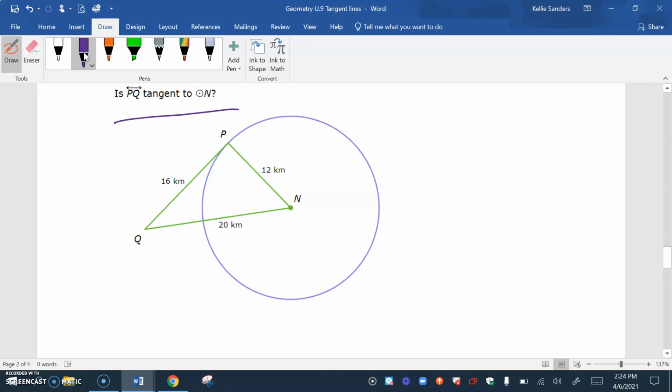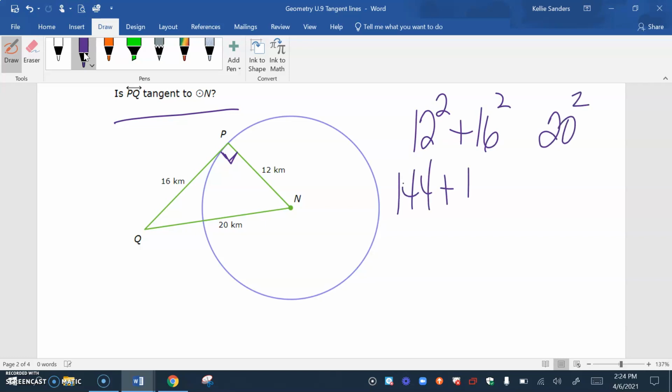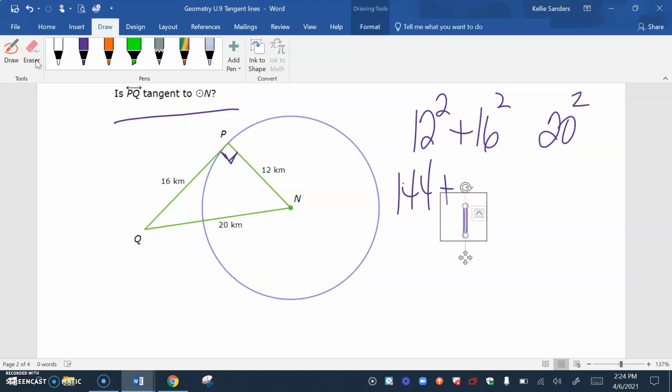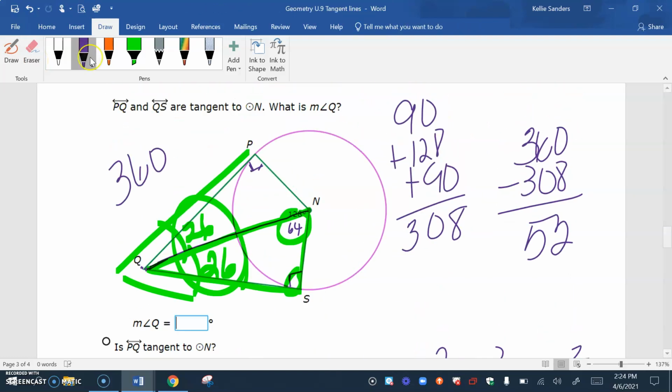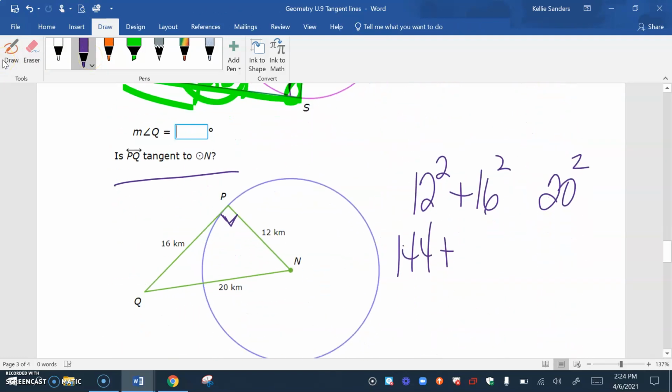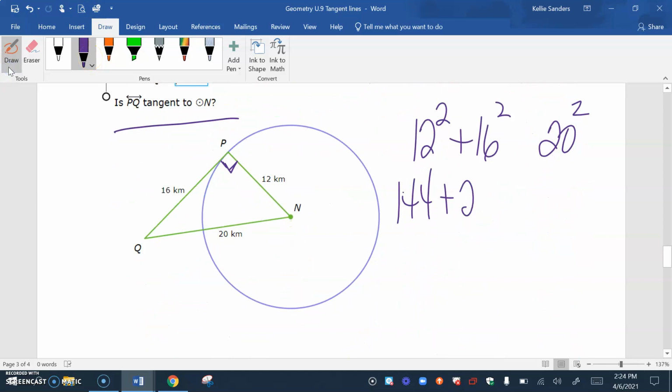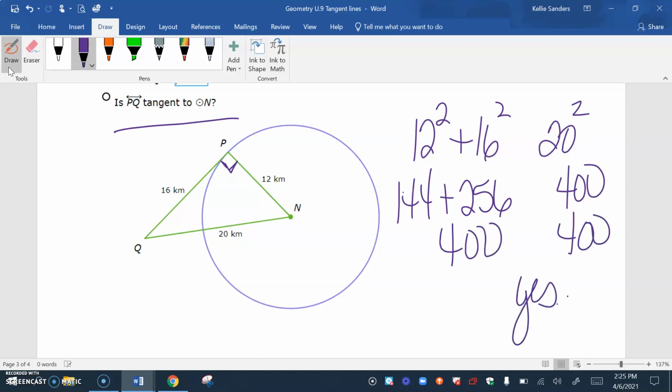Is PQ tangent? So does it make a right angle? I don't know. But if I took 12 squared plus 16 squared to see if it equals 20 squared, 144 plus 256, and that's 400. If I add those up, that gets you 400, so yes, it's tangent.